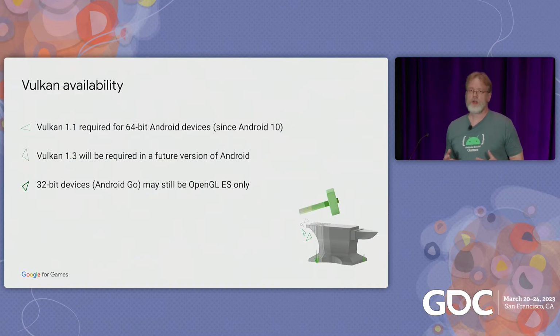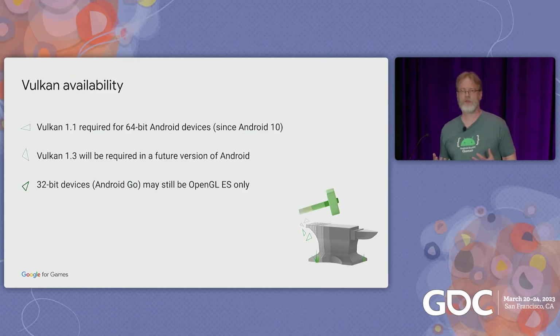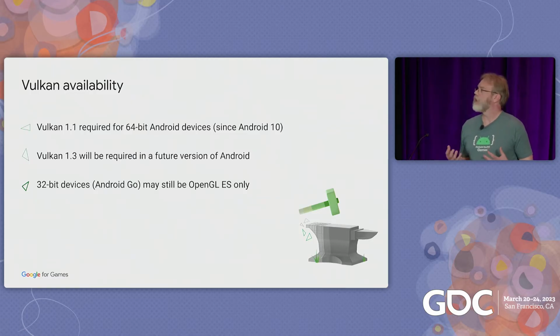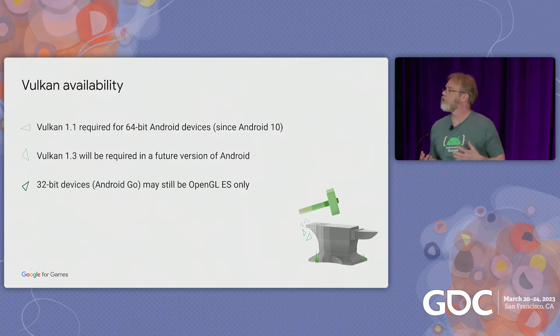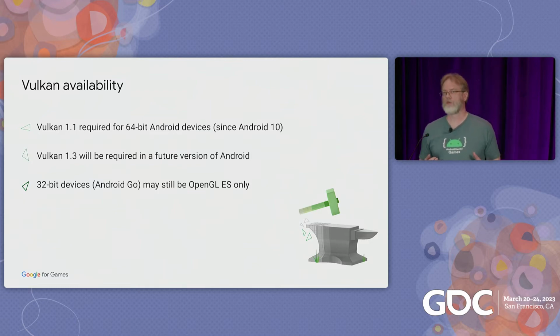Now, as far as availability, you've always been able to assume OpenGL ES is available on Android. It's just a question of what version of OpenGL ES a given device might support. Now, for Vulkan, since Android 10, Vulkan 1.1 has been a requirement for 64-bit Android devices. And that requirement is going to be updated in a future version of Android for Vulkan 1.3.